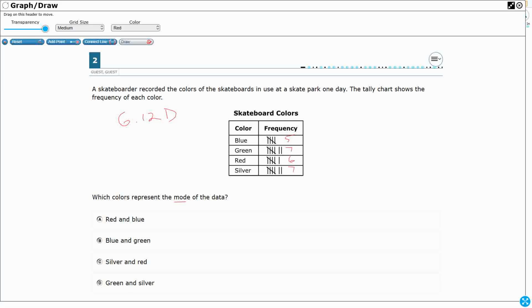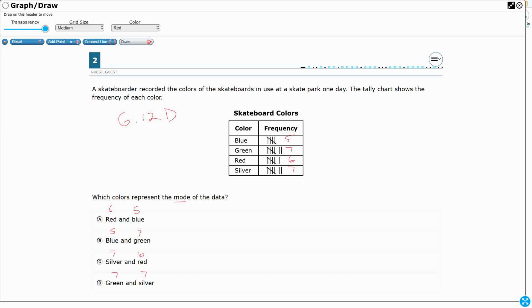But if we don't recognize what this means, let's see if students can figure this out even without knowing what mode means. So I'm just going to put numbers on top of this. Red and blue: red is 6, blue is 5. Blue and green: blue is 5, green is 7. Silver and red: silver is 7, red is 6. And then green and silver, 7 and 7.